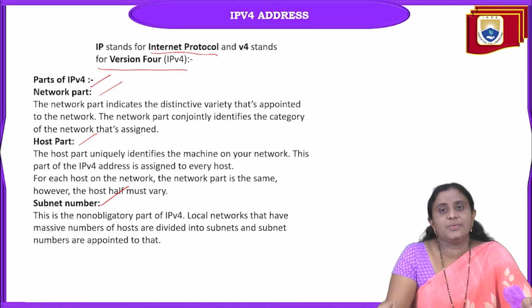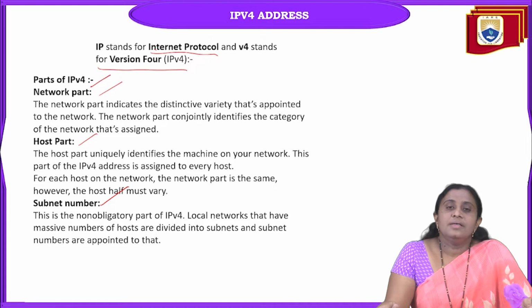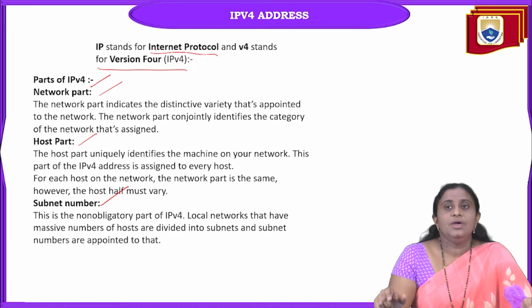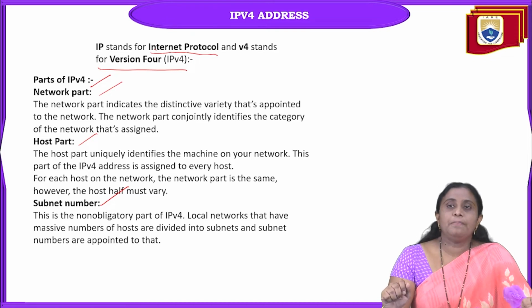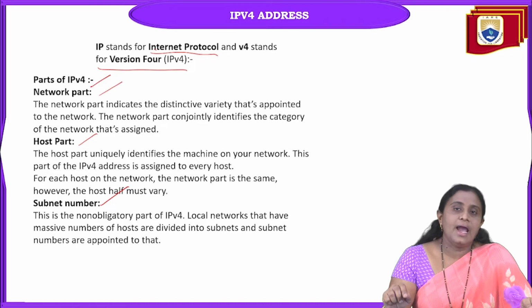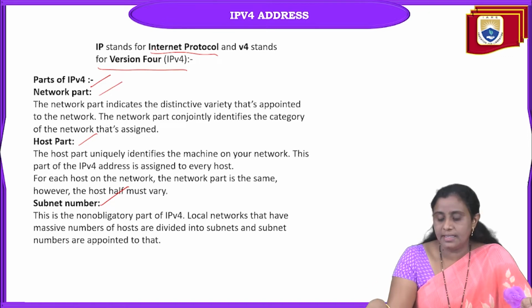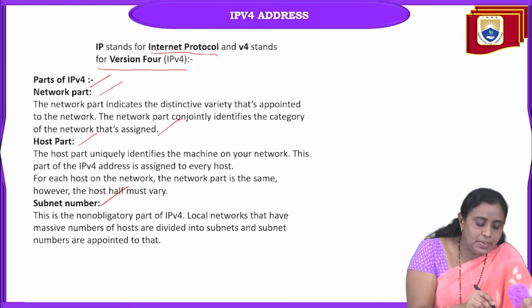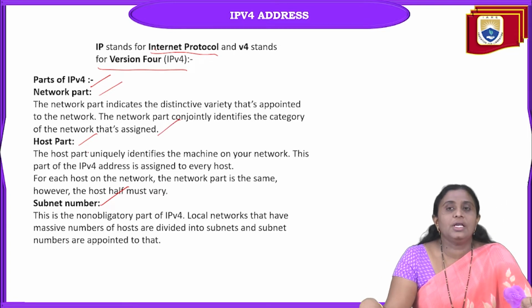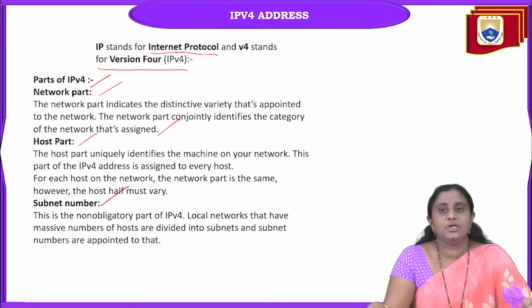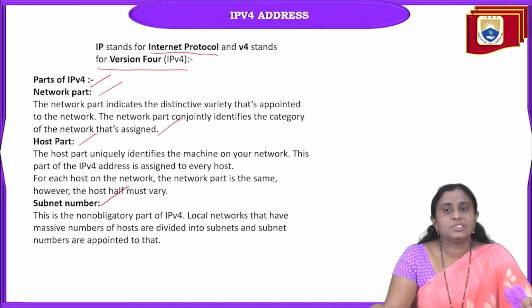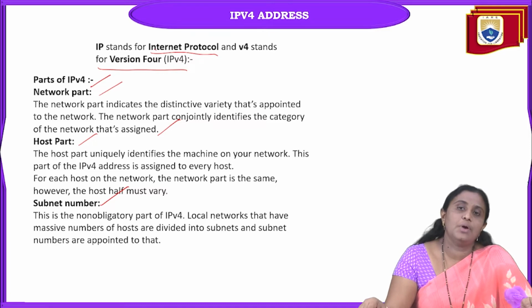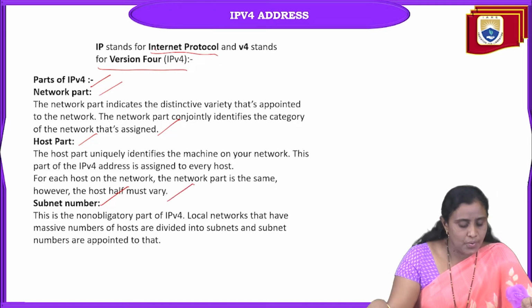Coming to the parts of IPv4, the network part indicates the distinctive number that is assigned under the network layer. The network part also identifies the category of the network that is assigned. Coming to the host part, the host part uniquely identifies the machine on your network. This part of the IPv4 address is assigned to every host. For each host on the network, the network part is the same. However, the host part must vary.